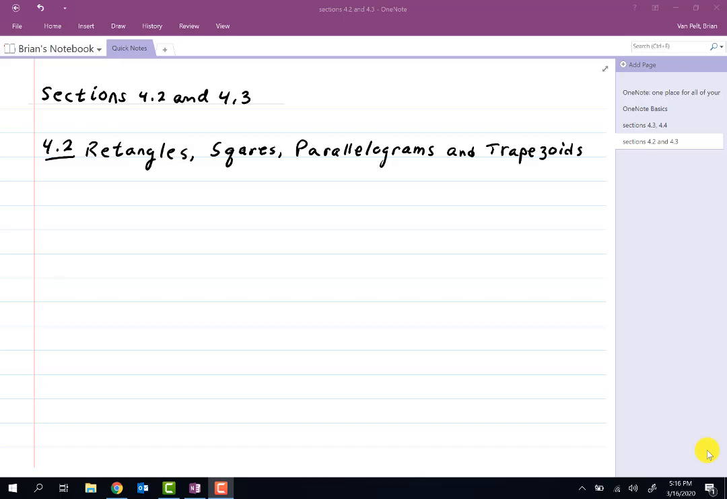This video will focus on sections 4.2 and 4.3, and we're going to be looking for perimeter and area formulas for each of these items. So we're going to start with rectangles.